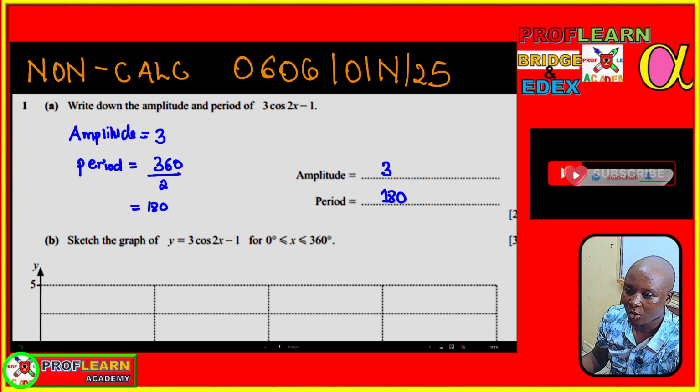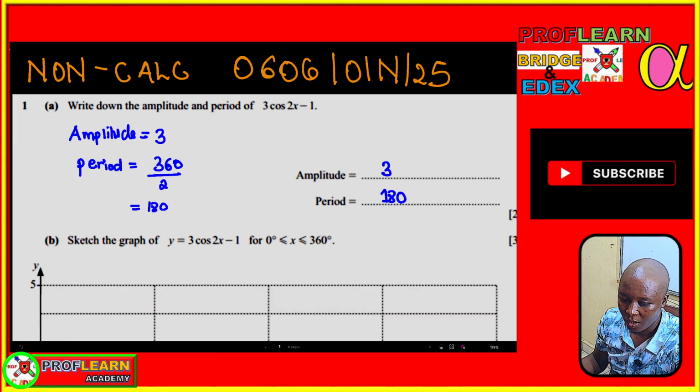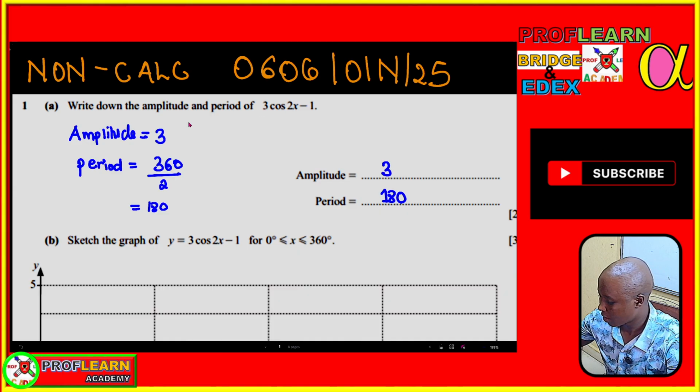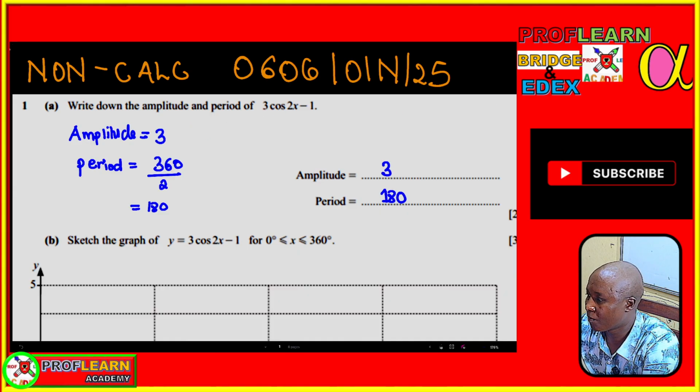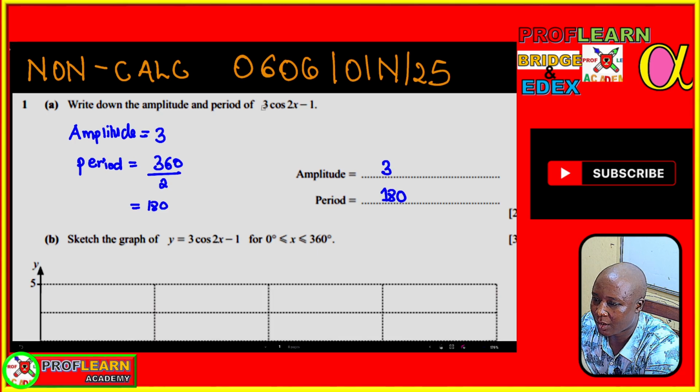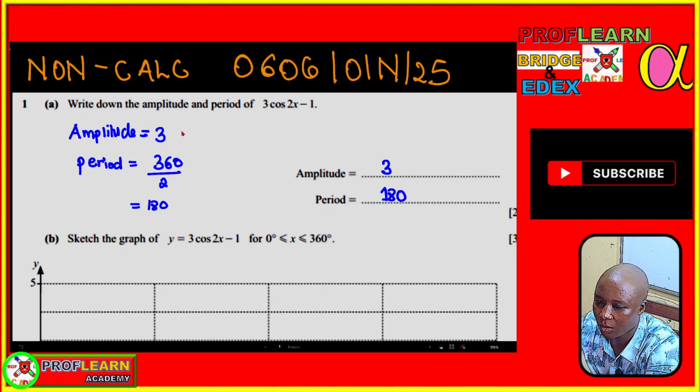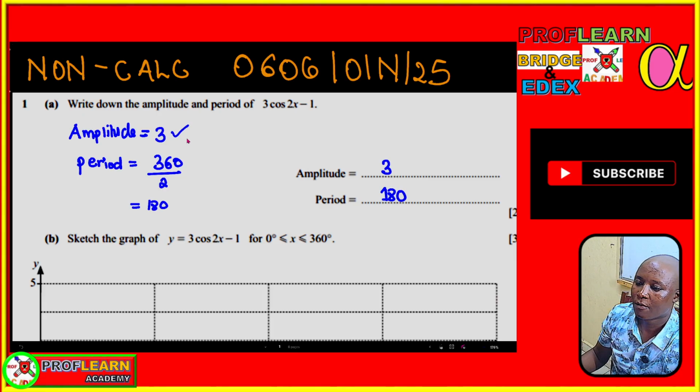So let's dive in. In the event you are given a question like this, you are told to write down the amplitude and period of this wave. Something that you really need to put into consideration is that this part here represents the amplitude. So the amplitude is going to be 3, and this 2 here means that there are going to be 2 cycles in one complete.